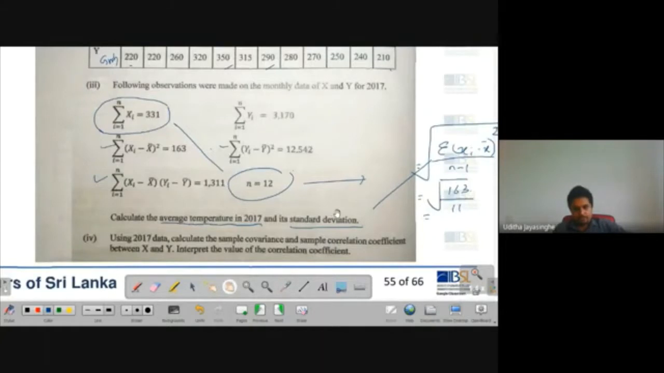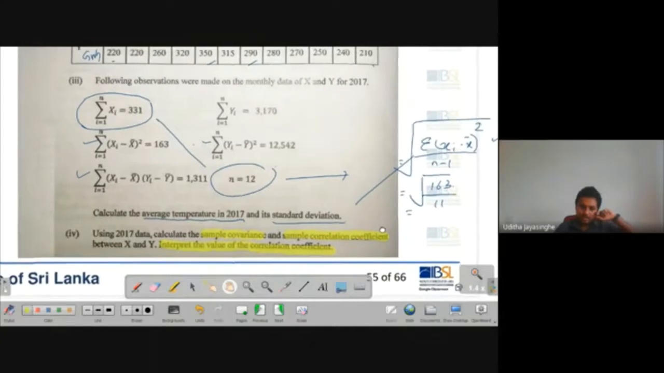Part number 4. Using 2017 data, calculate the sample covariance and sample correlation coefficient. Now this is doing justice for the time that you are leisurely spending on part number 3. And it doesn't stop there. It is also asking to interpret the value for the correlation coefficient. Now for these 5 marks, students, you have to work for maybe 10 marks kind of effort.